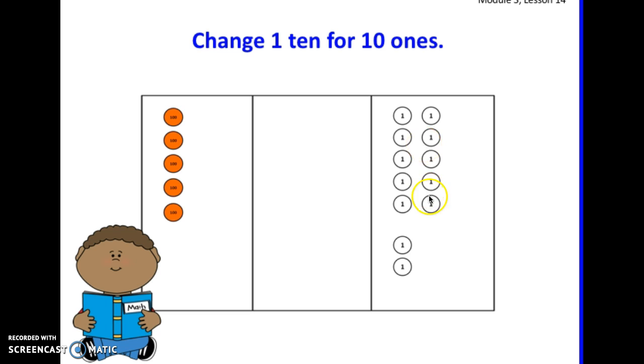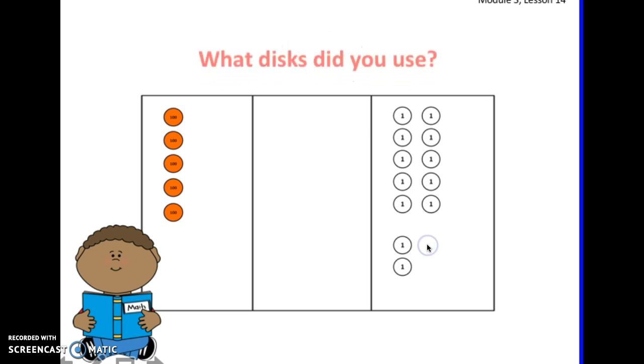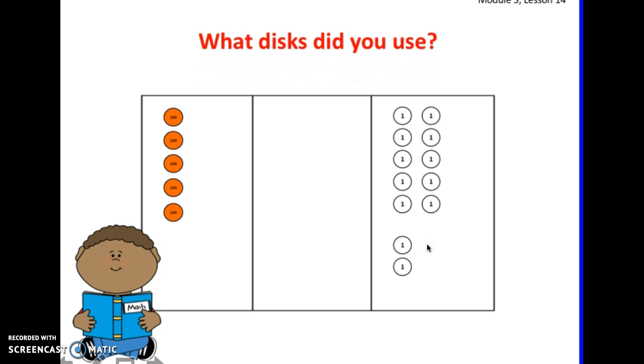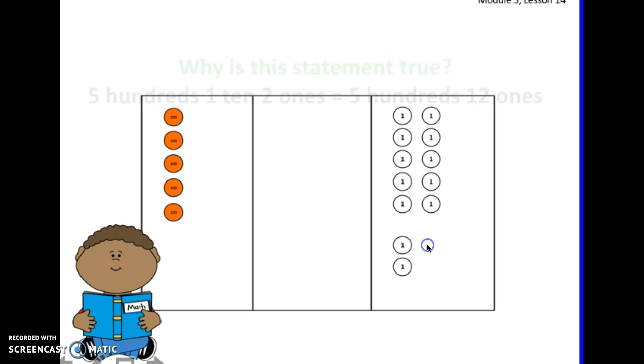Here we go, look at this. So here's the 2 that I started with, and then I have 1, 2, 3, 4, 5, 6, 7, 8, 9, 10, 11, 12. So I have 512. Pretty easy. Unbundling is so easy and so much fun. What discs did we use now? Well, we took the 10 apart and we made them into ones.